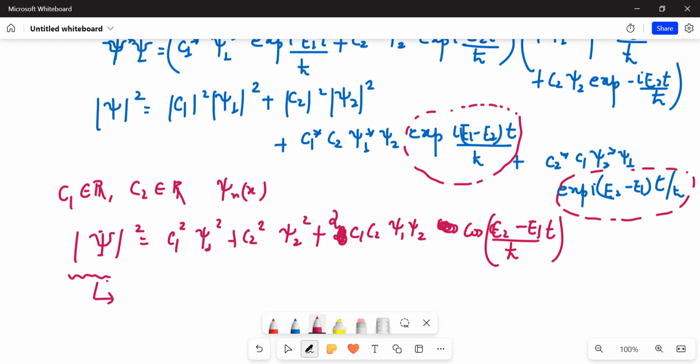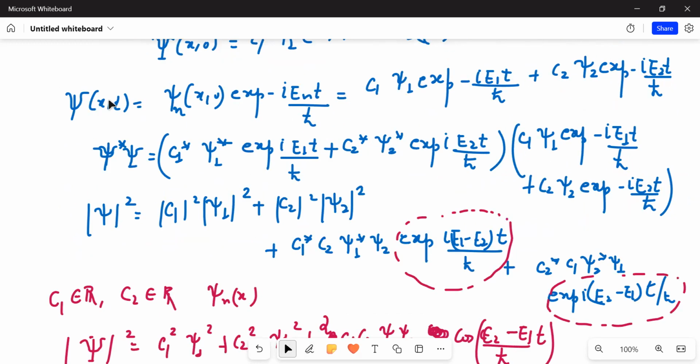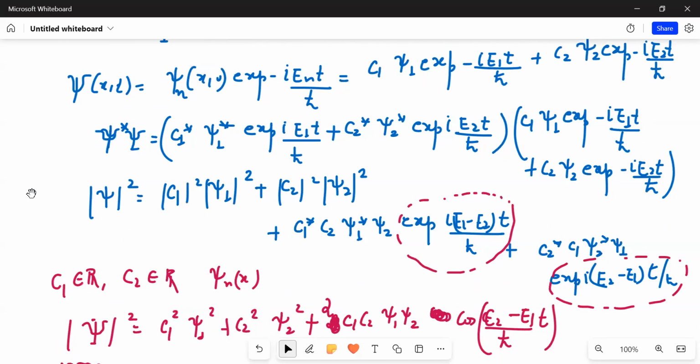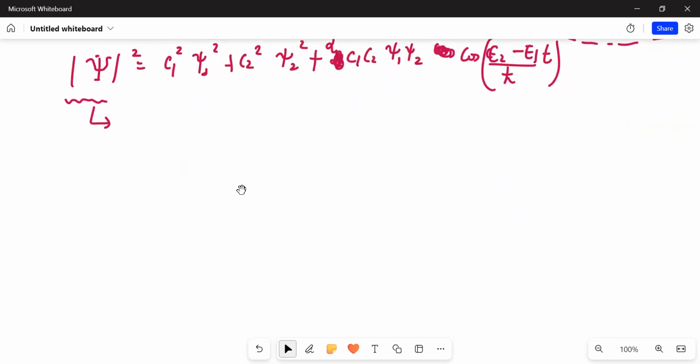So clearly it depends sinusoidally on time. Indeed, this is not a stationary state. I told you initially also that psi1 and psi2 individually are stationary state solutions, but the linear combination, because these E1 and E2 are different, is simply not a stationary solution. This is one important part one must understand.